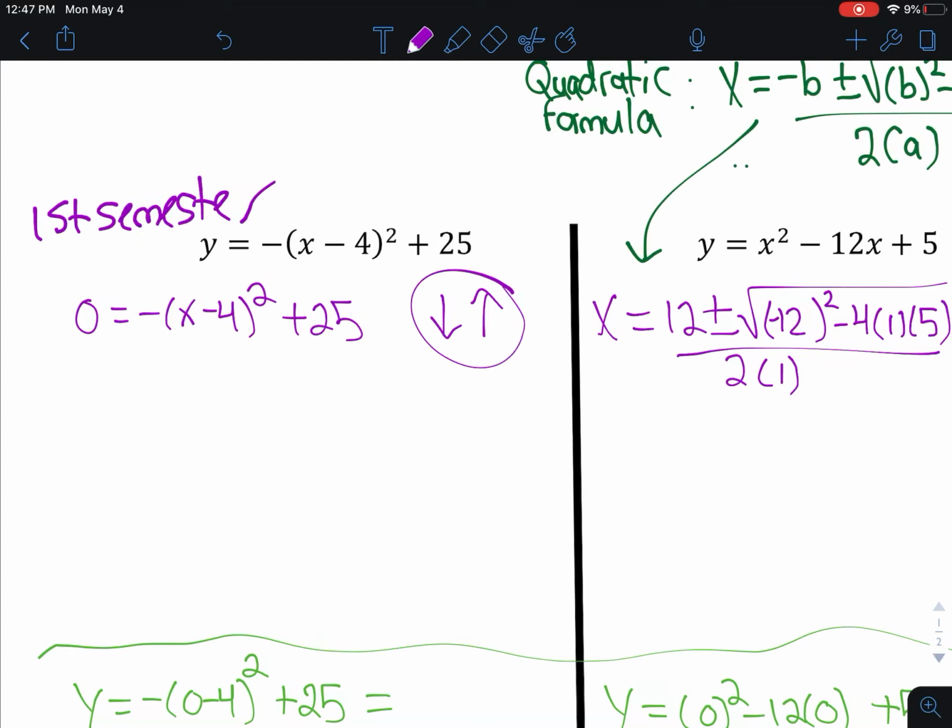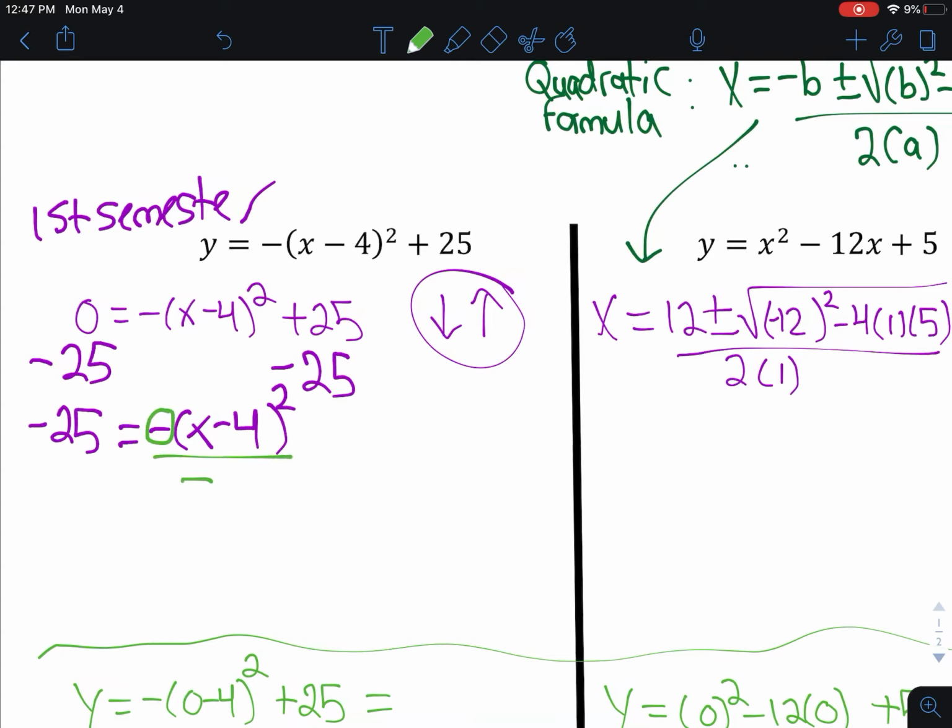You can use arrows if you want to. The first step that you should be doing is subtracting 25 on both sides. So you have negative 25 equals negative (x minus 4) squared. And then this is a part that people mess up. They like to just jump and take the square root of both sides. But you have to take care of this negative first. So you have to divide by negative 1 first, and that actually takes care of it. And then you're going to have 25 equals (x minus 4) squared. That should point you in the right direction in order to finish that question.